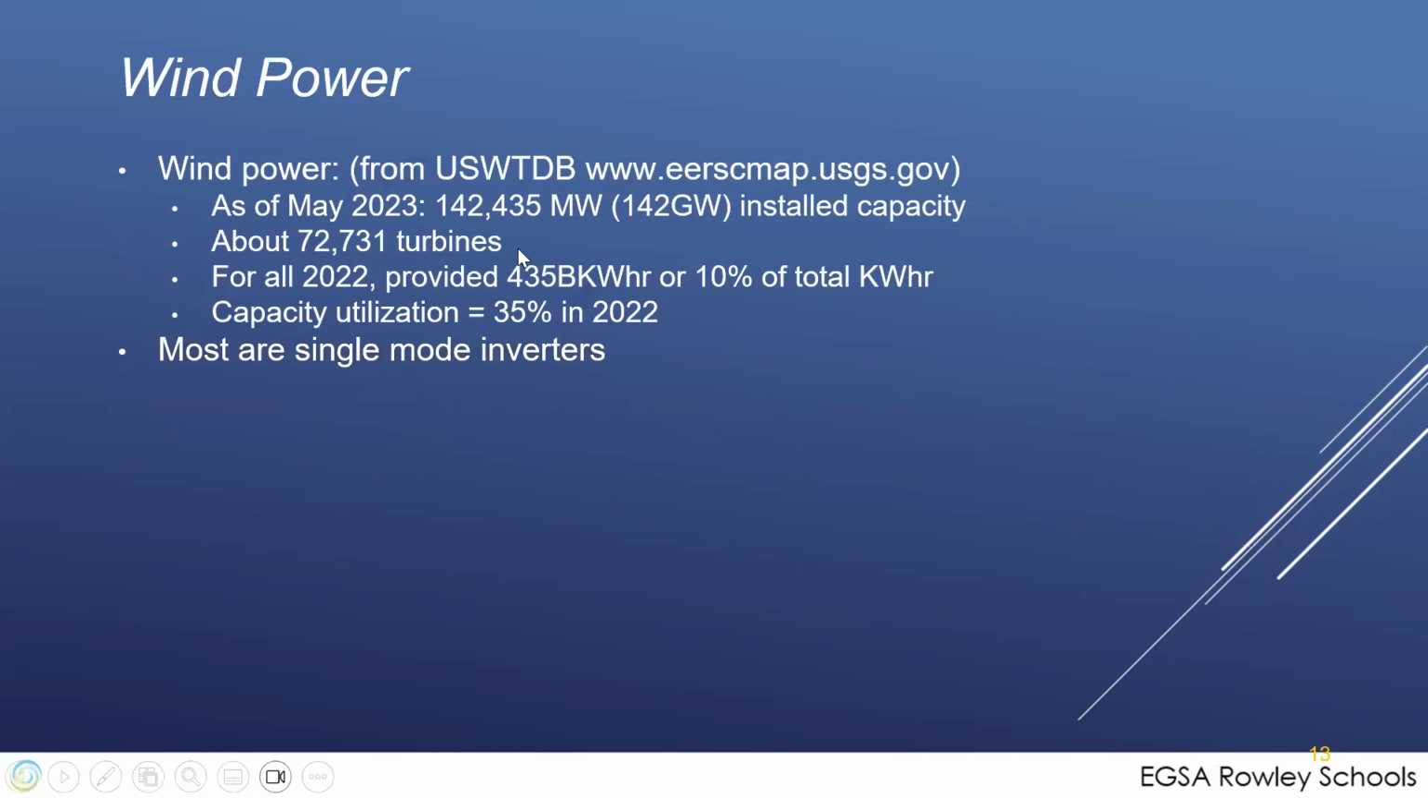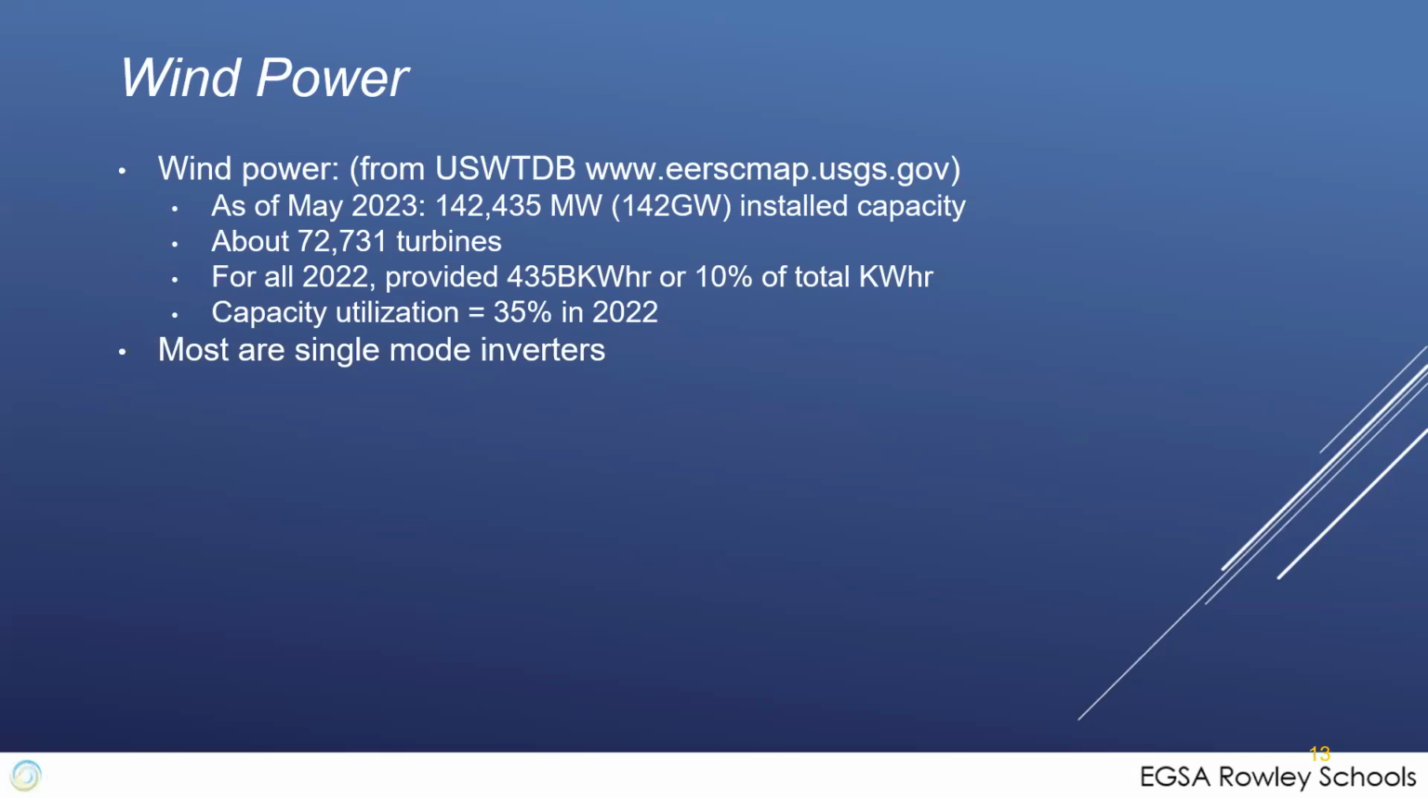Wind power. Okay, we've got the wind power system. This is from a map we can pull up if you'd like to see it sometime. If you want to type that address in, look at it. But there's about 142 gigawatts of wind turbines and about 72,000 of them. They provided 10% of the total kilowatt hours, or 435 billion kilowatt hours of total energy provided to the grid. And they're about 35% capacity utilization.